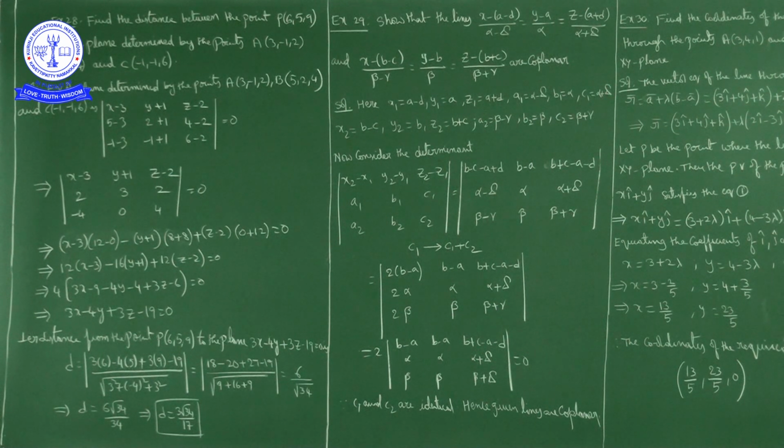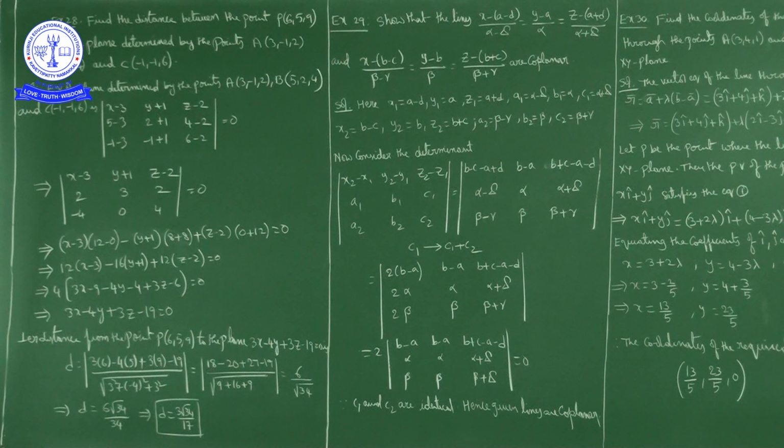Similarly, the second line is passing through the point (b minus c, b, b plus c), and direction ratios beta minus gamma, beta and beta plus gamma. So what we can write x2, y2, z2 as: x2 is equal to b minus c, y2 is equal to b, and z2 is equal to b plus c. Direction ratios a2, b2, c2: a2 is beta minus gamma, b2 is beta, and c2 is beta plus gamma.